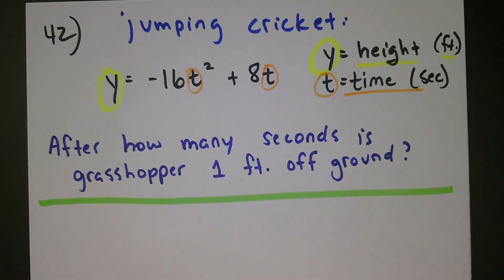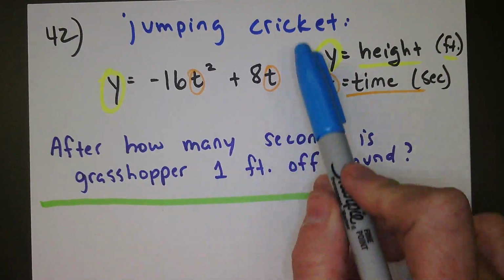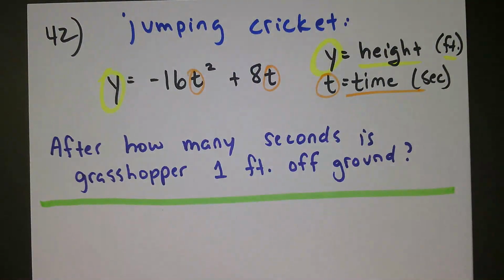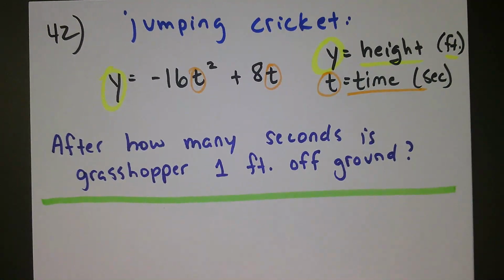And then we're asked this question, after how many seconds is the grasshopper 1 foot off the ground? Oh, it looks like I changed it from cricket to grasshopper. I don't think those things are actually interchangeable, but that's okay. For the sake of this problem, I might call it a cricket. I might call it a grasshopper. The bug. After how many seconds is the bug 1 foot off the ground?